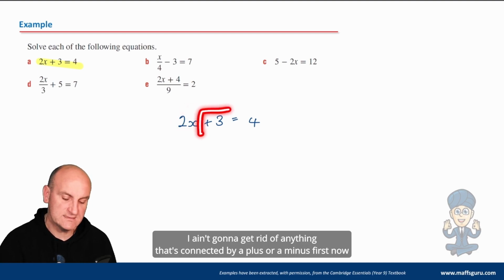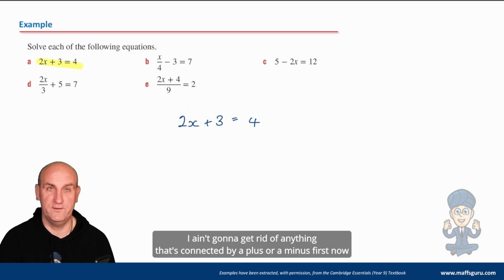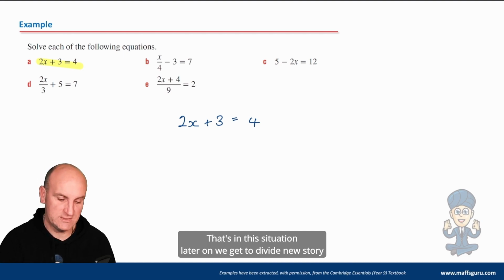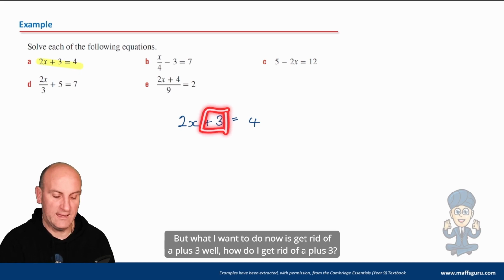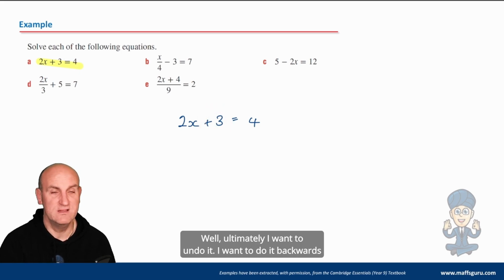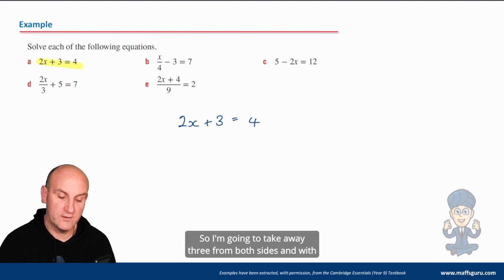I am going to get rid of anything that's connected by a plus or a minus first. Now, that's in this situation. Later on, we get to divide, new story. But what I want to do now is get rid of a plus 3. Well, how do I get rid of a plus 3? Well, ultimately, I want to undo it. I want to do it backwards. So I'm going to take away 3 from both sides.